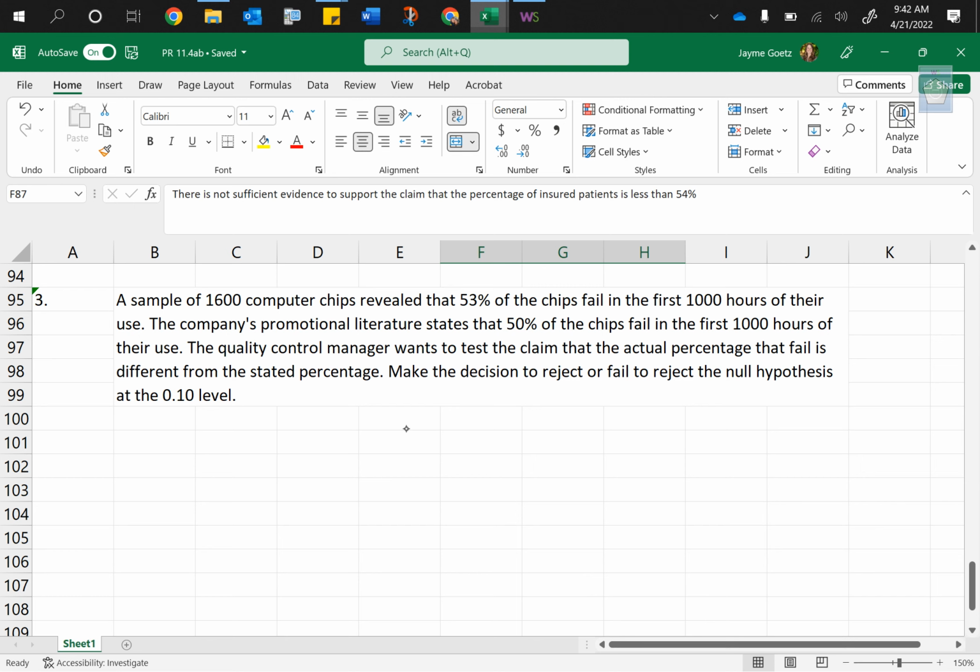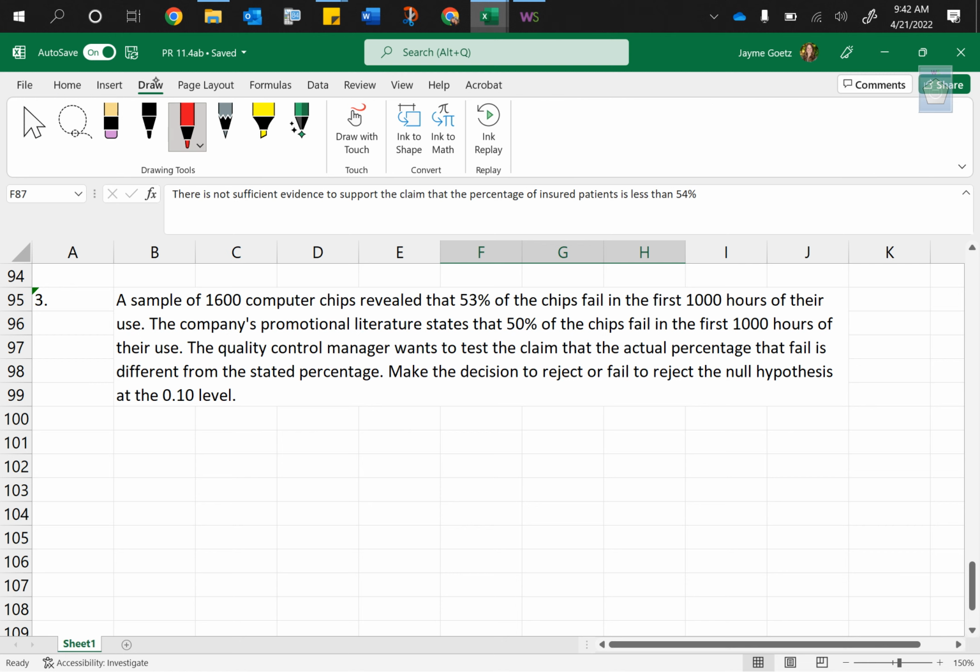Okay, we have to be very careful with this problem, because the very first piece of information that they give us right here is about what? That's about a sample. So is that information, a sample of 1,600 computer chips revealed that 53% of the chips fail, is that information my p-value? No, that is about my sample. We have to read a little bit more to figure out what the actual p-value is.